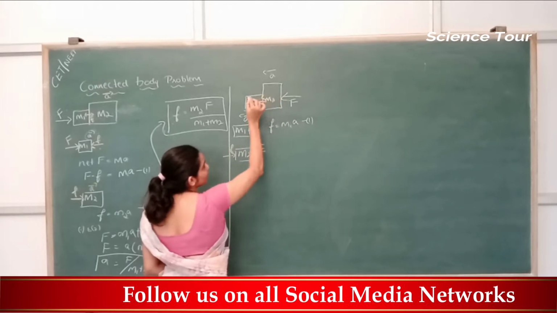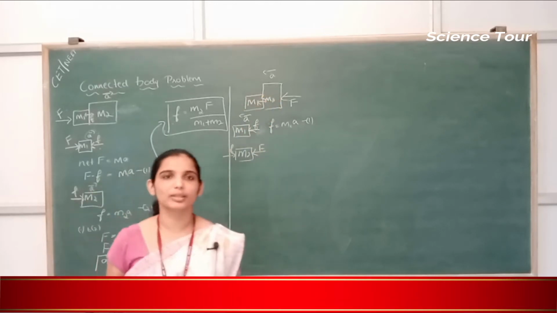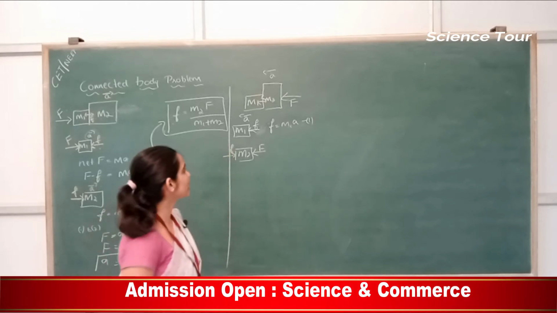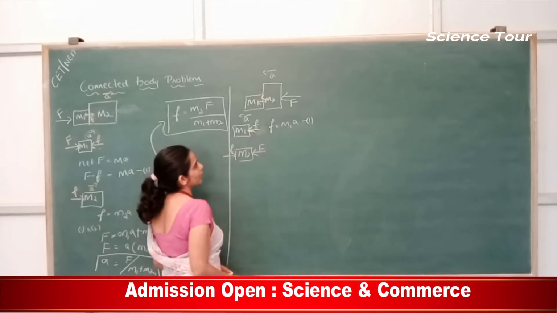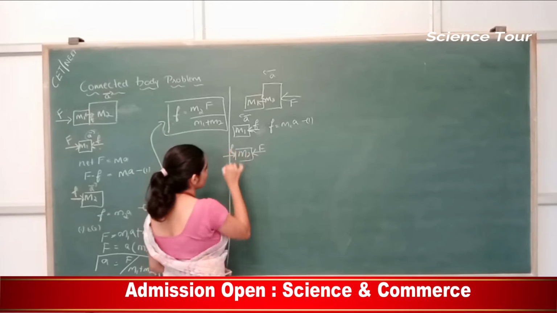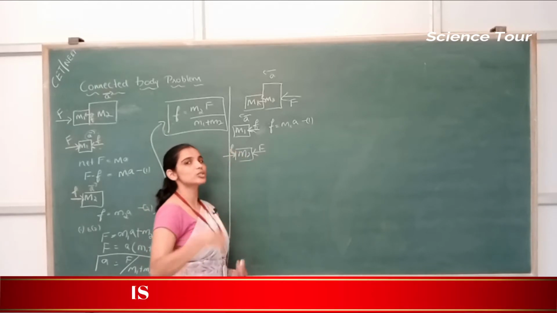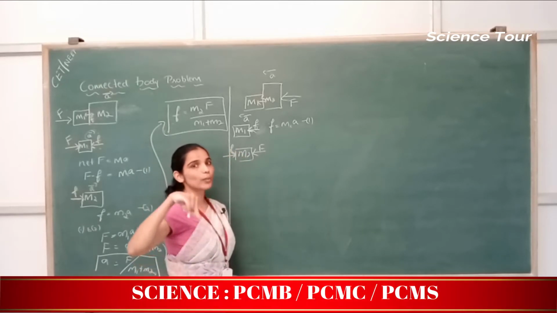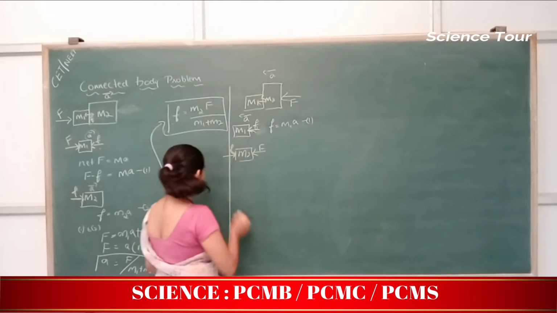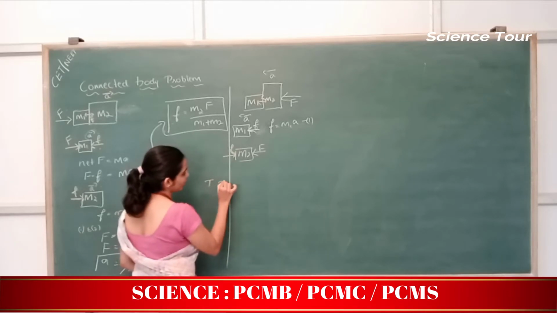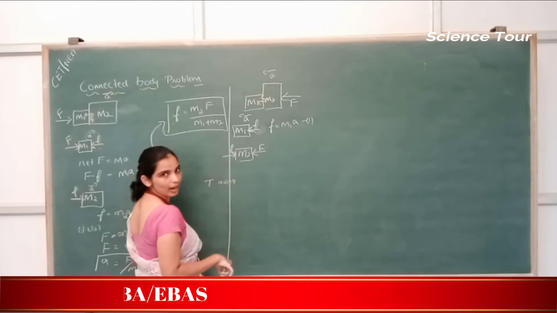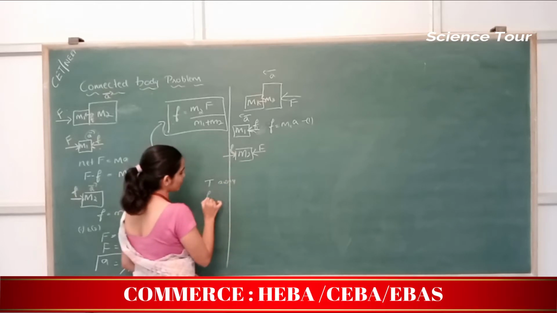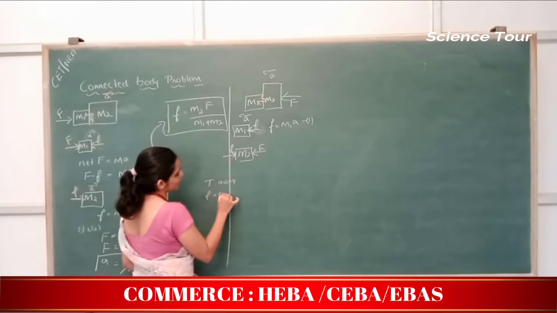For m1, the contact force is always towards the body you consider. If you consider m1, this is the contact force. If you consider m2, this is the contact force. Contact force is always towards the body. Tension is always away from the body. Remember, tension is always away from the body under consideration, and contact force is always towards the body.